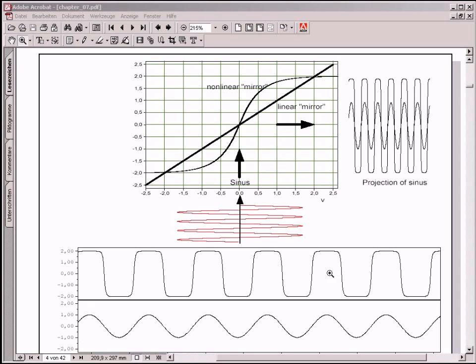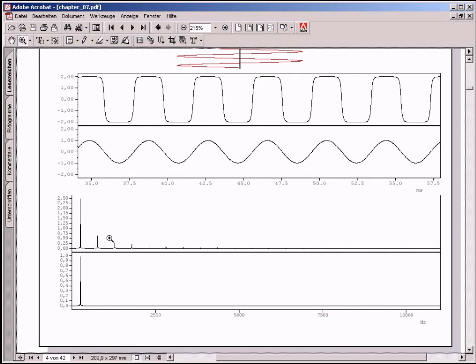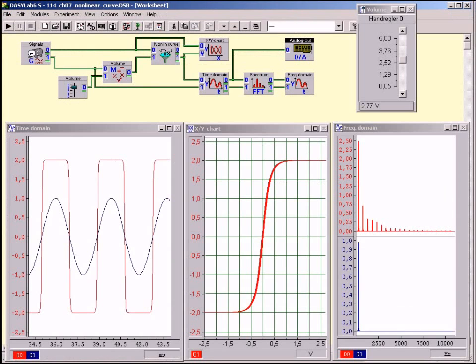A new signal is created by projecting a sinusoidal oscillation at a nonlinear characteristic curve. The sinusoidal oscillation contains merely one frequency, whereas the new signal contains several frequencies in the spectrum, bottom spectrum. If the characteristic curve is nonlinear, the proportions are distorted.